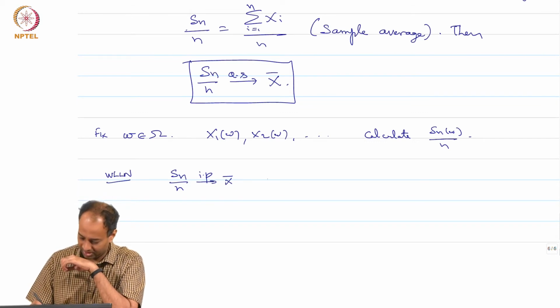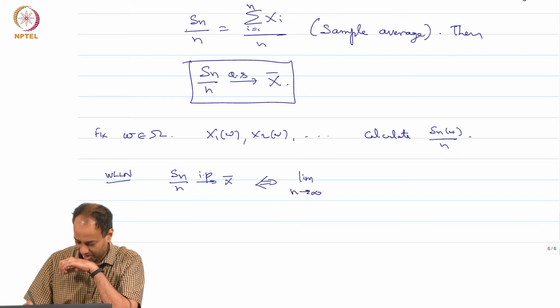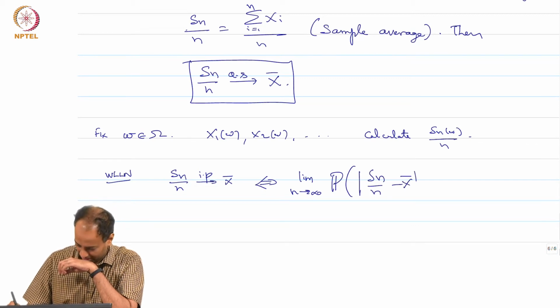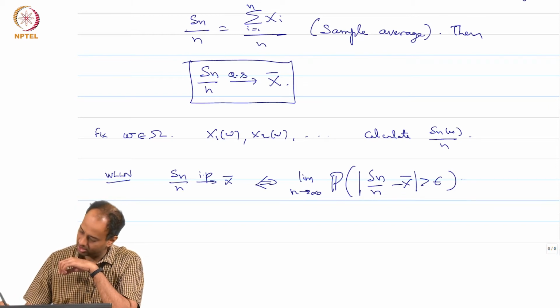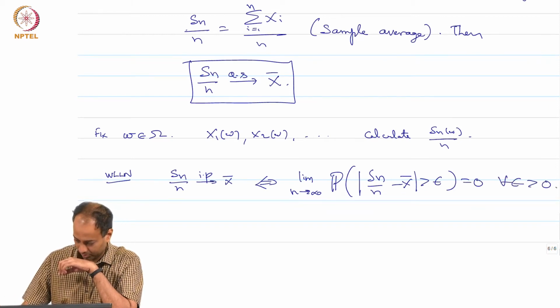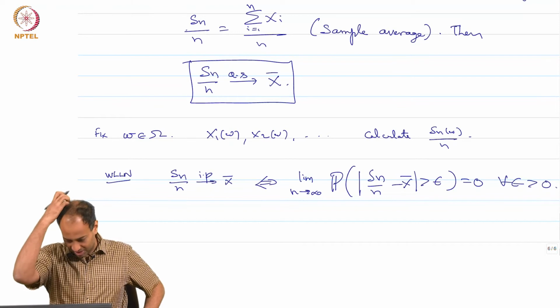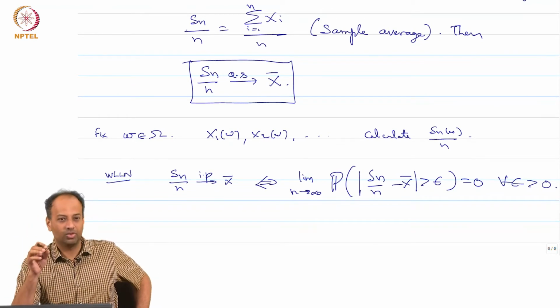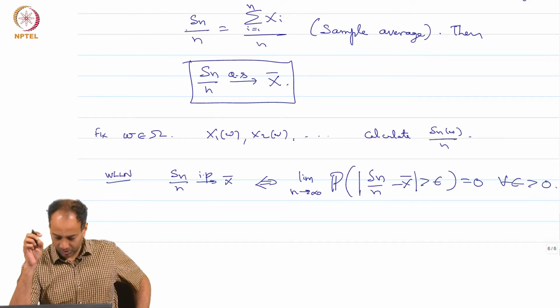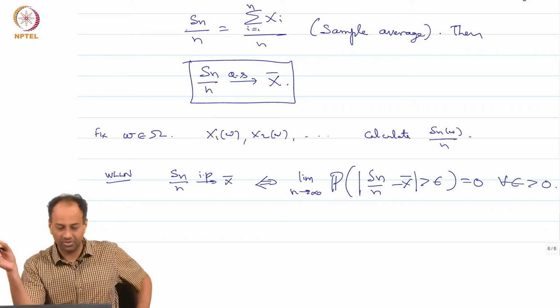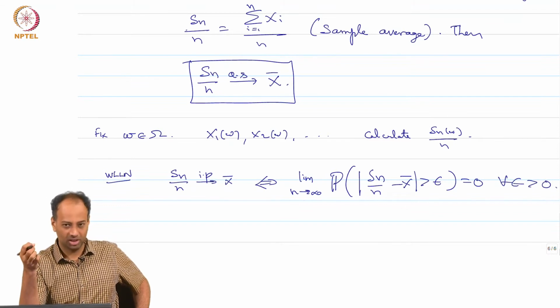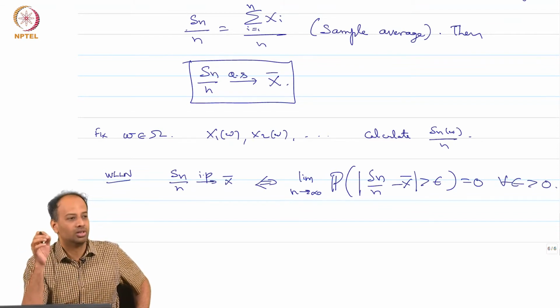This is the same as saying that the limit as n tends to infinity of the probability that Sn over n minus x bar is greater than epsilon is equal to 0, for all epsilon greater than 0. What this means is that you take a very large n and look at Sn over n. The probability that the sample average deviates from x bar by more than epsilon goes to 0 as n becomes larger and larger.